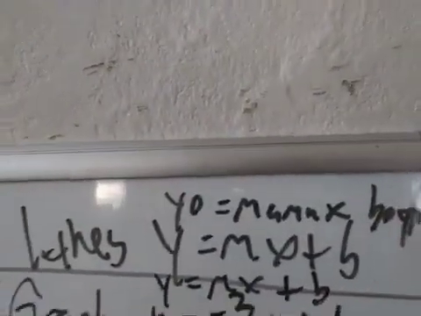MTH050. Today we're graphing lines. People hate this stuff, but I'm going to try to make it as easy as possible. MTH050, 3.7, graphing lines with y equals mx plus b.